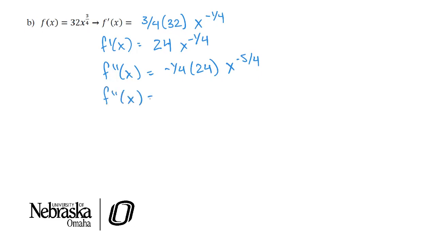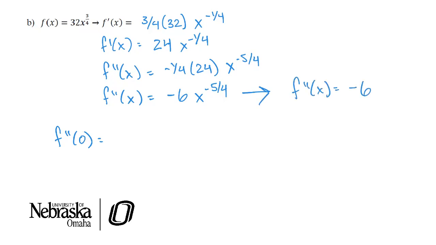So negative 1/4 times 24 is a negative 6. And then we want to evaluate this at 0 and at 2. So remember though, let's rewrite this. Our second derivative is equal to negative 6 over x to the 5/4, which would be negative 6 over the 4th root of x to the 5th. Now notice we cannot plug a 0 in the denominator, right? So the second derivative at 0 does not exist. D and E does not exist.